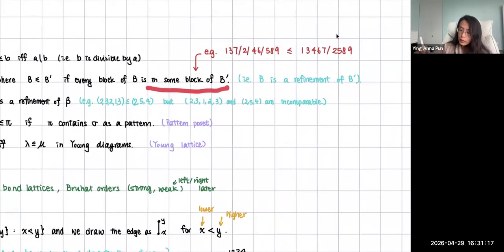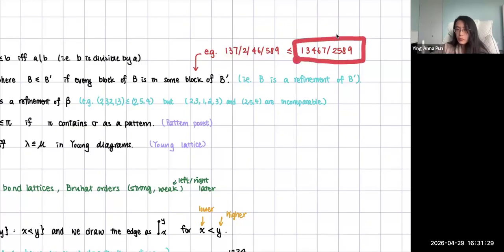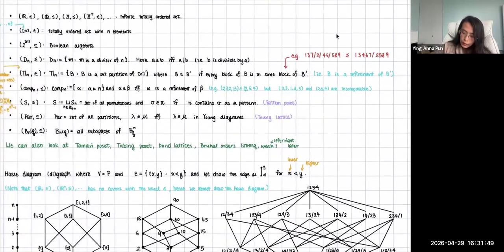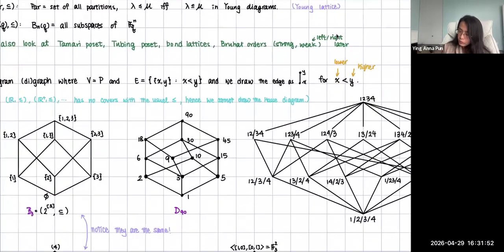So for example, this is a set partition of the set 1 up to 9, and you can see that I have 4 blocks. And this is also a set partition of 1 up to 9, but I have 2 blocks. And you can see that {1, 3, 7} is in this block, {2} is in this block, {4, 6} is in this block, and {5, 8, 9} is in this block. So therefore, you can compare them. That's the comparison.